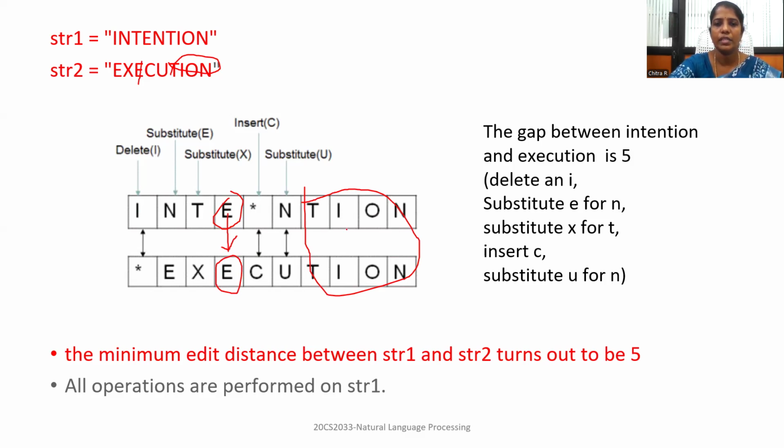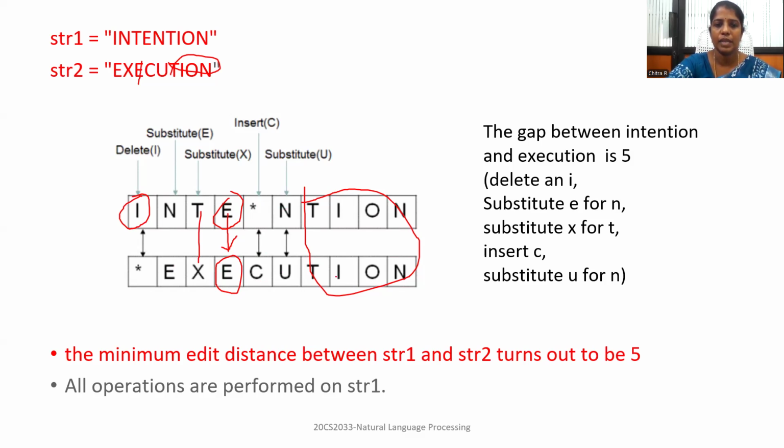To convert intention into execution, what things are required? First I have deleted this I. There is no need for this I in execution. Next, I have converted this N into E. So that is the substitution. We will perform only three operations: delete, substitute, and insert. Then T is converted into X. That is again a substitution. E, no need to change anything. So nothing is done here. Then, instead of the star, I have included C. So here I insert the value C. And N is converted into U.